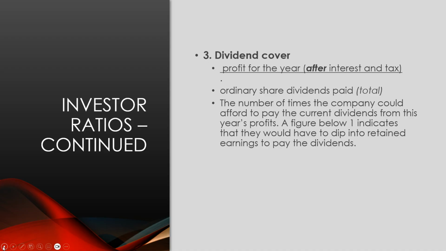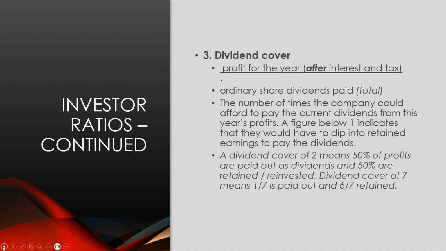So if your dividend cover is exactly 1, then you've paid out all the profit for the year as dividends. Now, obviously, that's not really sustainable. Most companies would try and retain some profit within the company for reinvestment. So a dividend cover of 2 means that 50% of the profits have been paid out as dividends and 50% are retained or reinvested. Dividend cover of 7 means 1/7 has been paid out as dividends and 6/7 have been retained.